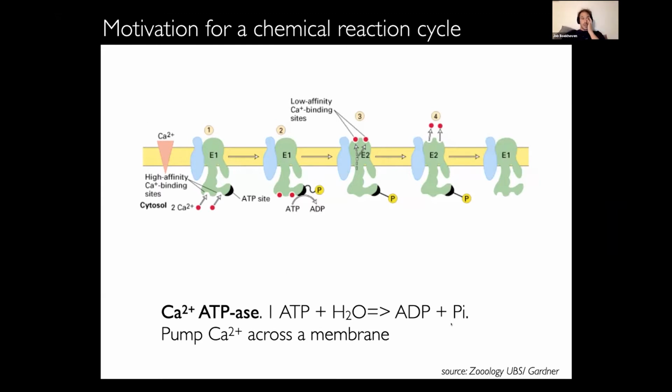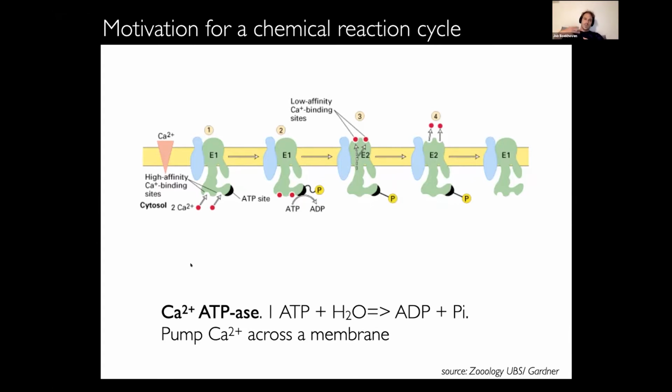So I give an example over here, which is the calcium 2 plus ATPase. And as its name suggests, it hydrolyzes ATP, and it converts one molecule of ATP by reacting it with water into ADP and inorganic phosphate. And it doesn't do that for free. It uses the energy that it gains upon performing this reaction by pumping some ions across a membrane. So two calcium 2 plus ions are being pumped from one side to the other side of the membrane. And it does this against a gradient. So there's more calcium on this side than on that side. So obviously that costs you energy. So you need to invest a little bit of energy.